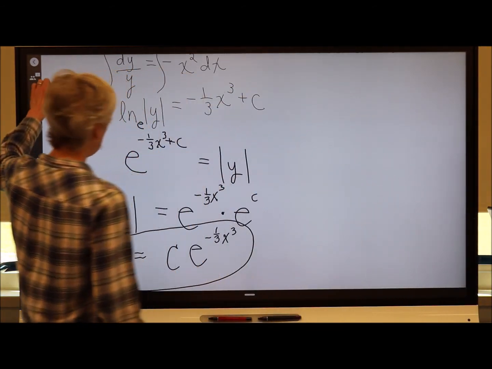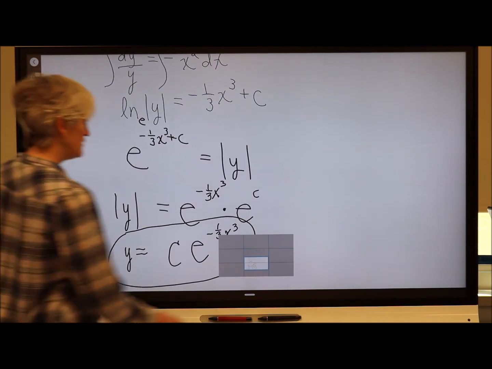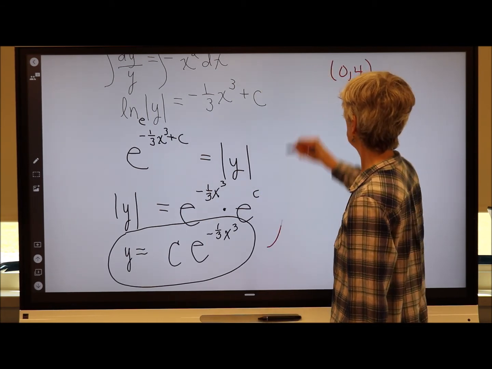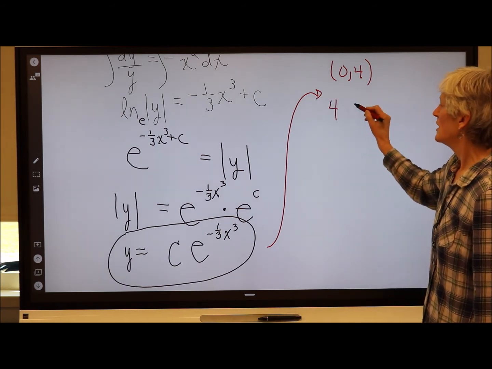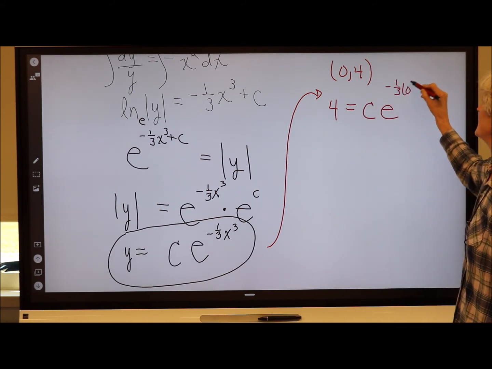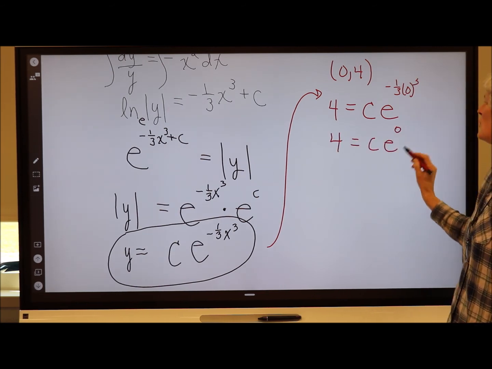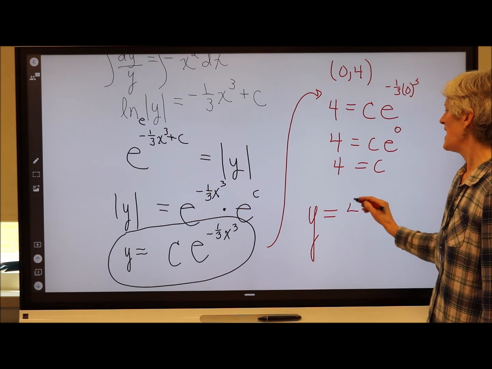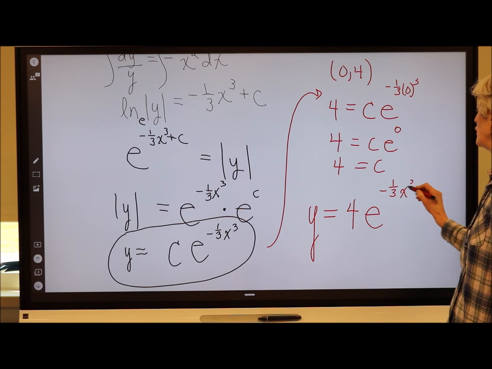And let's go back and see. My original point was 0, 4. So when x is 0, my y is 4. So let's actually finish this problem and find the c. So my y is 4. I'm going to solve for c. My x is 0. Well, that's convenient. That gives me 4 equals c times e to the 0. E to the 0 we know is 1, so my c is 4. So my specific solution here would be 4 times e to the negative 1/3 x cubed.